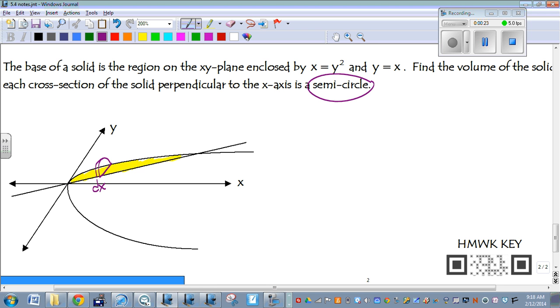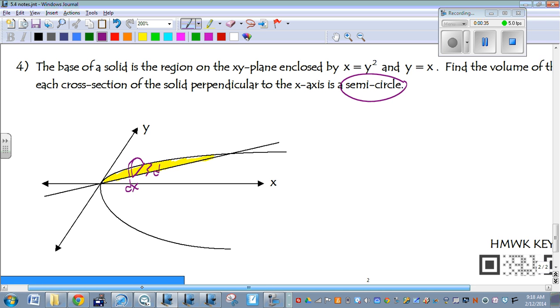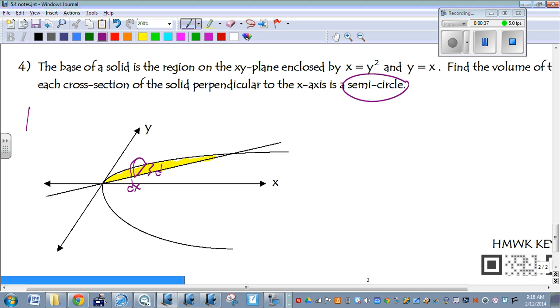Now the difference between this one and the last one, the quarter circle, that distance between the two graphs was our radius, but here, that's our diameter, right, since that's a semicircle. We need to keep that in mind when we're setting up the area, because area of a semicircle is just going to be 1/2 pi r squared. We need the r, but first we have to figure out the diameter.